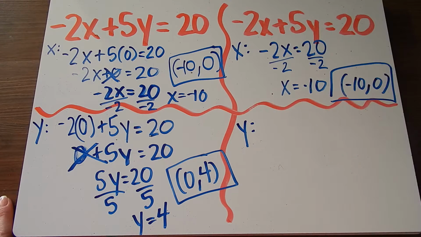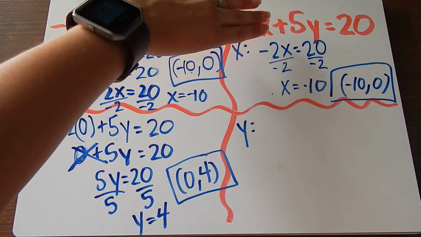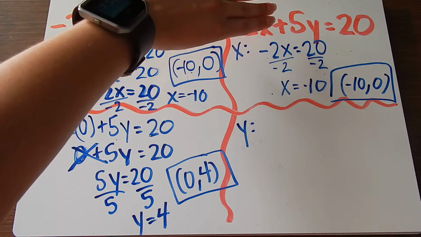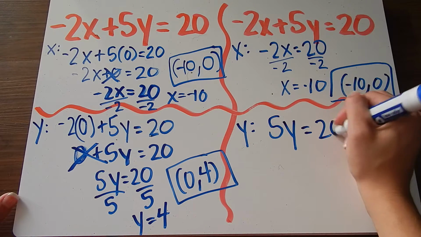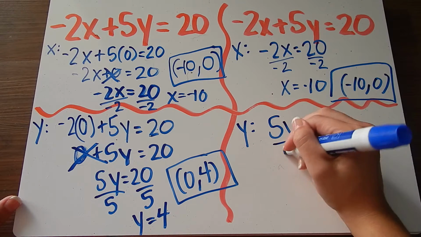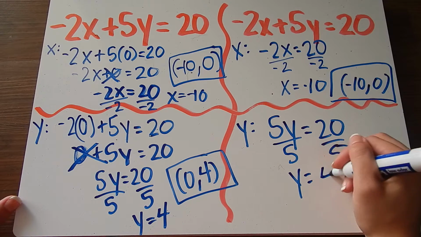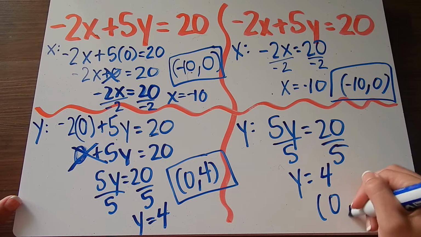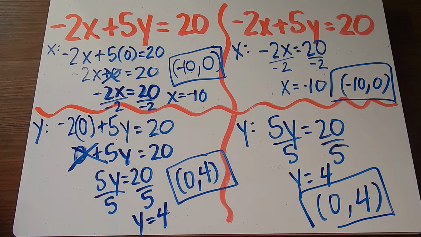Just remember which letter to cover up. So if I'm trying to look for y, I want to cover up the x's. When I cover up the x's here, it says 5y equals 20. So I will write 5y equals 20. Get y by itself by dividing by 5. Y equals 4. And we write our answer as a point, 0, 4.